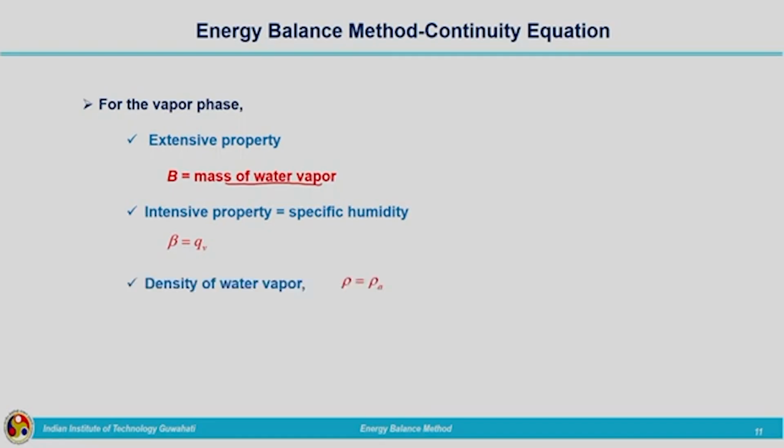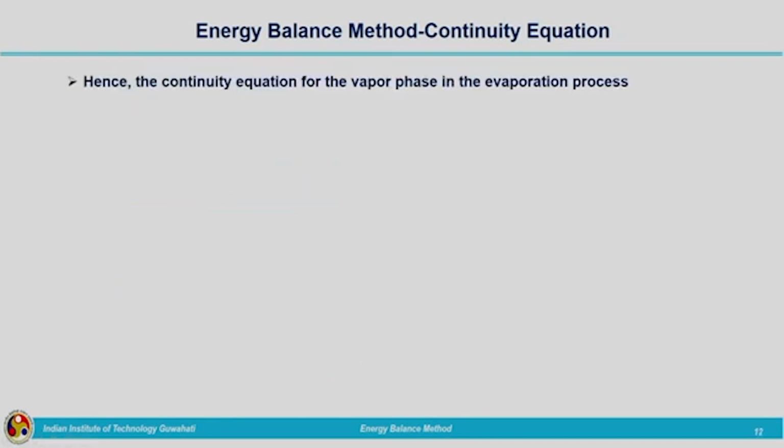Density of water vapor rho is equal to rho A, it is the moist air. So, we will be substituting for density as rho A. And mass flow rate dB by dt, left hand side of Reynolds transport theorem, is mv dot, it is positive in the case of water vapor. We will substitute corresponding values in the Reynolds transport theorem. We can write the continuity equation for vapor phase in the evaporation process.